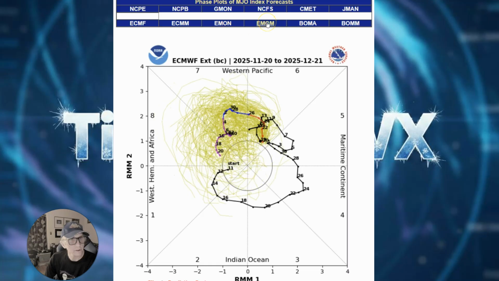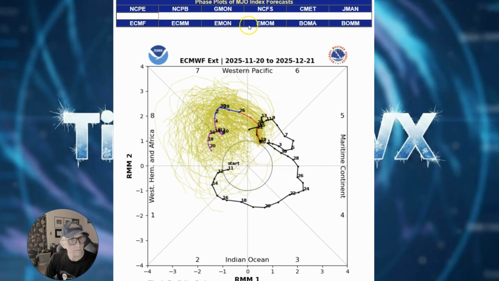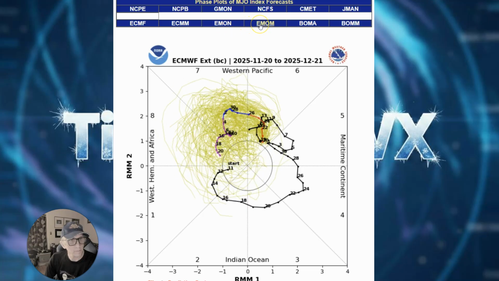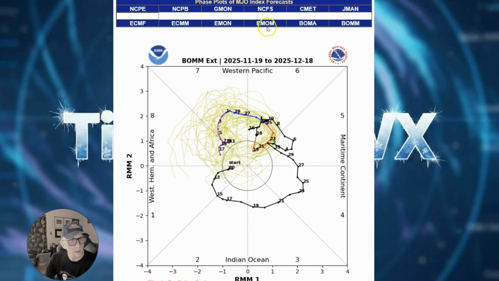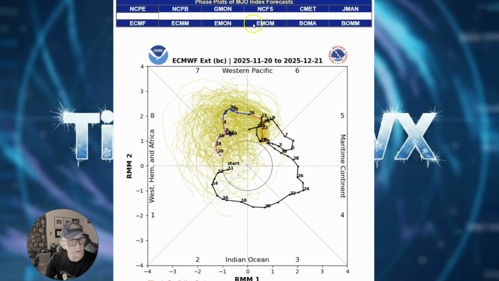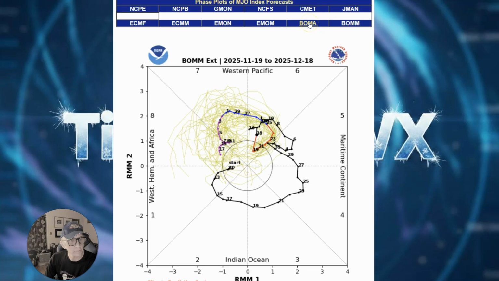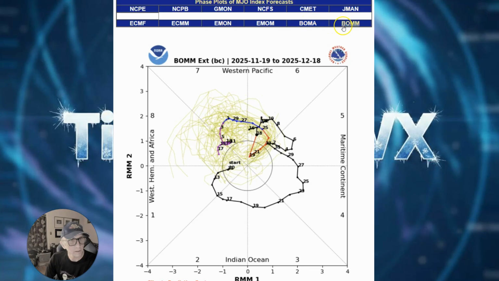This is a different European run, which has even less amplitude, but it's still a signal. The Australian kind of follows along with the European with less amplitude into phase 8. And this is a bias corrected version of the Australian.